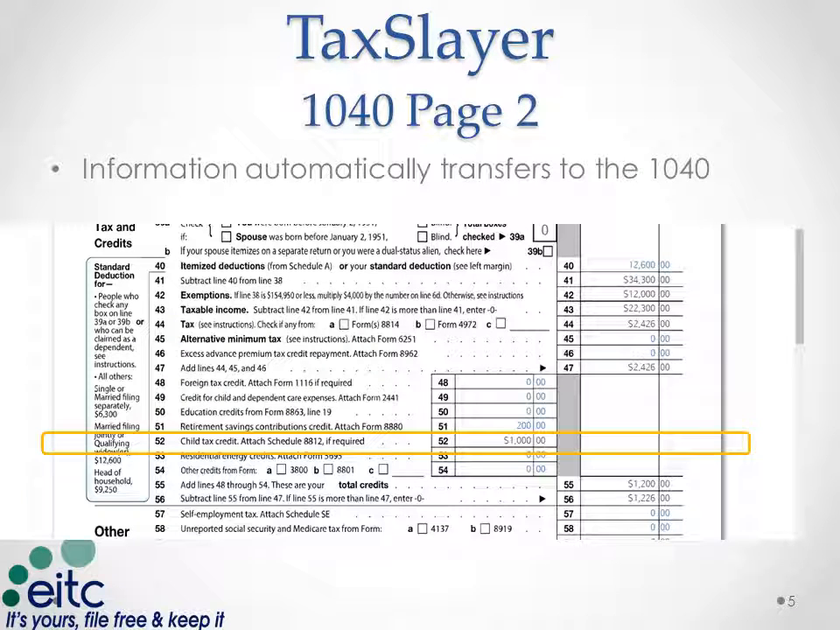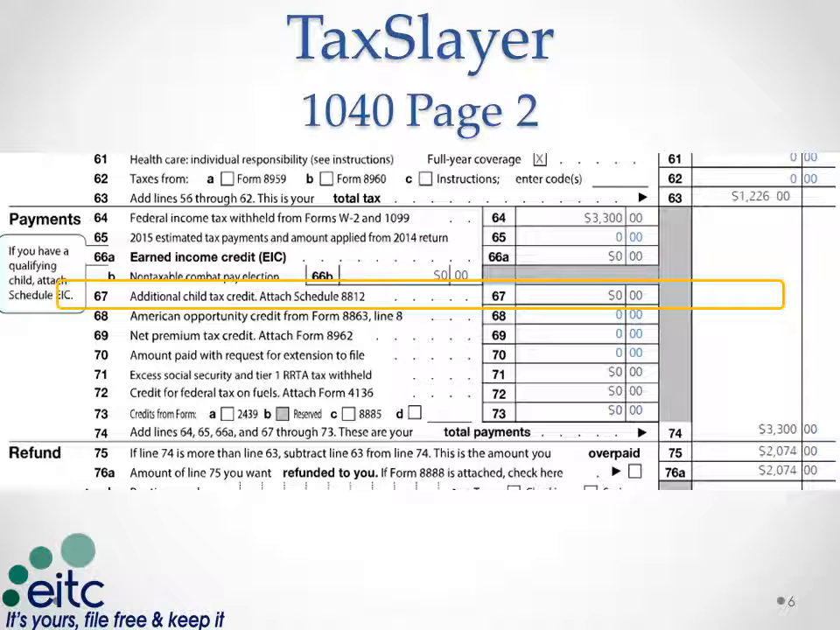Once TaxSlayer has determined that the taxpayer is eligible for the credit, and after you've gone through all the income and adjustments, then TaxSlayer will do the work to determine the amount of child tax credit that the taxpayer will receive. So we can see here on line 52 of the 1040 that Jessica's parents were eligible for the $1,000 child tax credit. And flipping forward, it looks like they were not eligible for the additional child tax credit, which would be here on line 67 of the 1040.